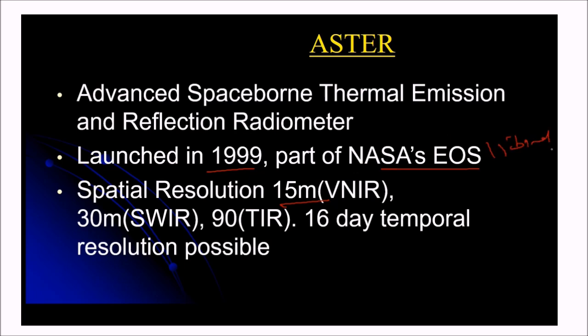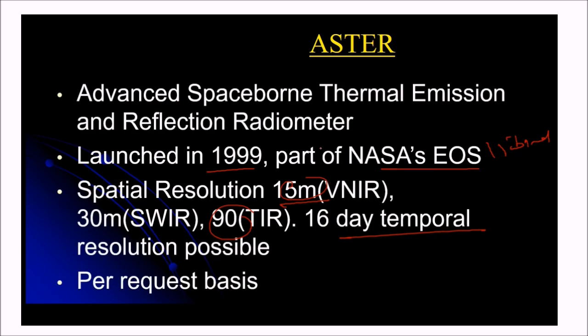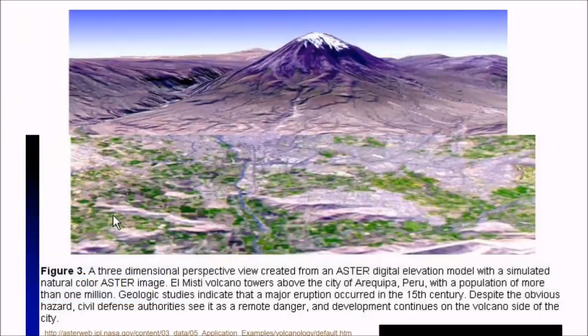15 bands are there, and resolution varied from 15 meter to 90 meter, and 16-day temporal resolution possible. But why are we talking about ASTER? This is important. ASTER has provided the digital elevation model of the complete globe, that is, it covers 99% of the Earth. So this is why it is so important to us.